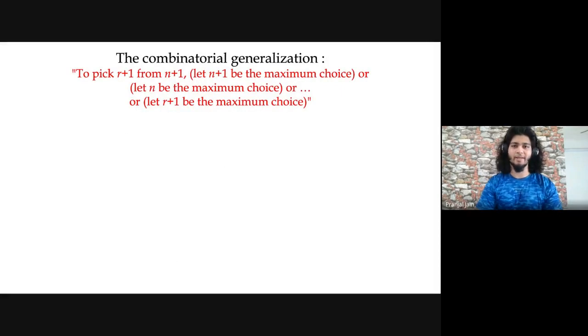So how do you interpret this combinatorially? If I write the statement in English as before, so to pick r plus one from n plus one, I can let n plus one be the maximum choice. So basically I'm choosing r plus one objects.